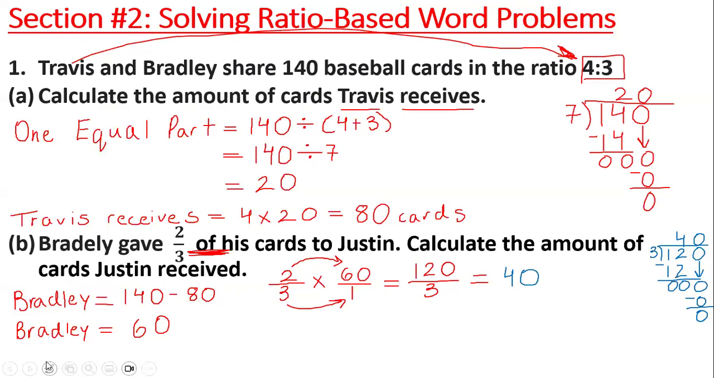What did we do? We found out the amount of cards that Bradley got, and that was 140 minus 80. Once we subtract these two, we got 60. Then we said 2/3 multiplied by 60, which gives us 120 over 3. We divide these two, and that gives us 40 cards. So that means that Justin got 40 cards.